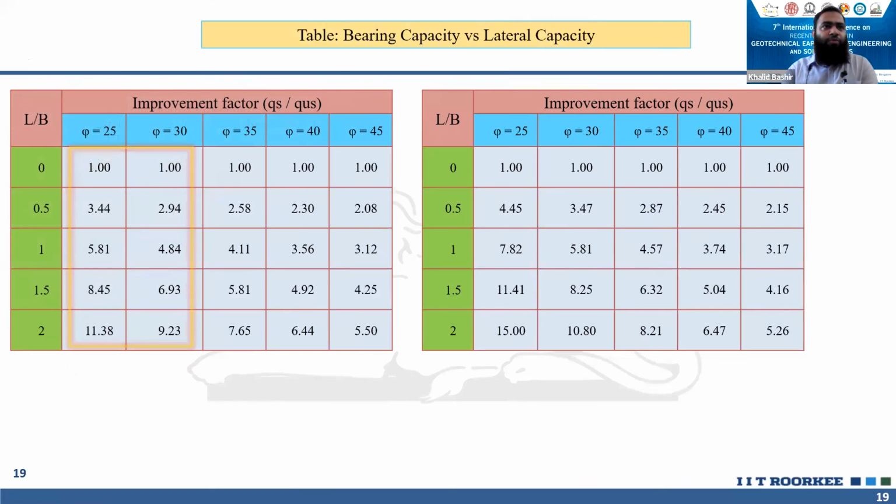So these are the improvement factors. As we go on increasing the length of skirt, the improvement factor, which is a ratio between the bearing capacity of skirted footing and unskirted footing, will obviously increase. We can see when the length of skirt is twice the width of foundation, the improvement factor is 11 times that of a normal strip footing. And in lateral capacity on the right hand side, we can see it's up to 15 times.